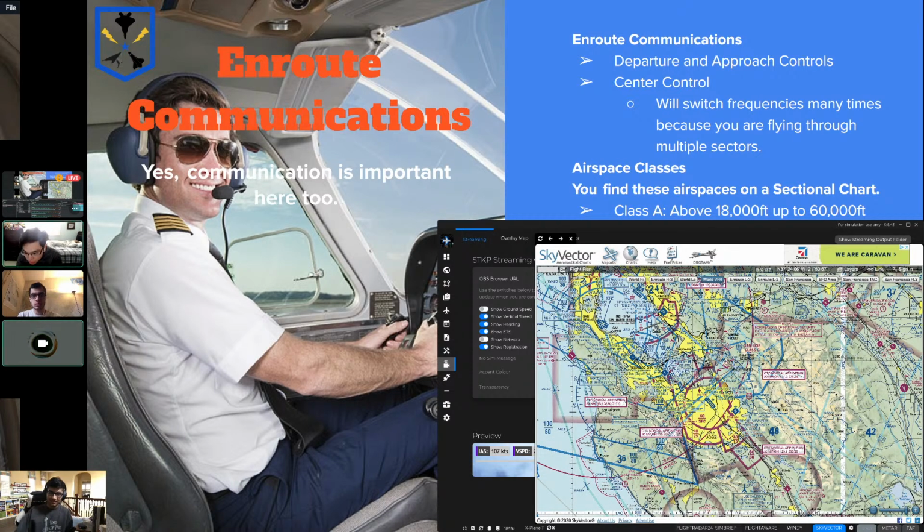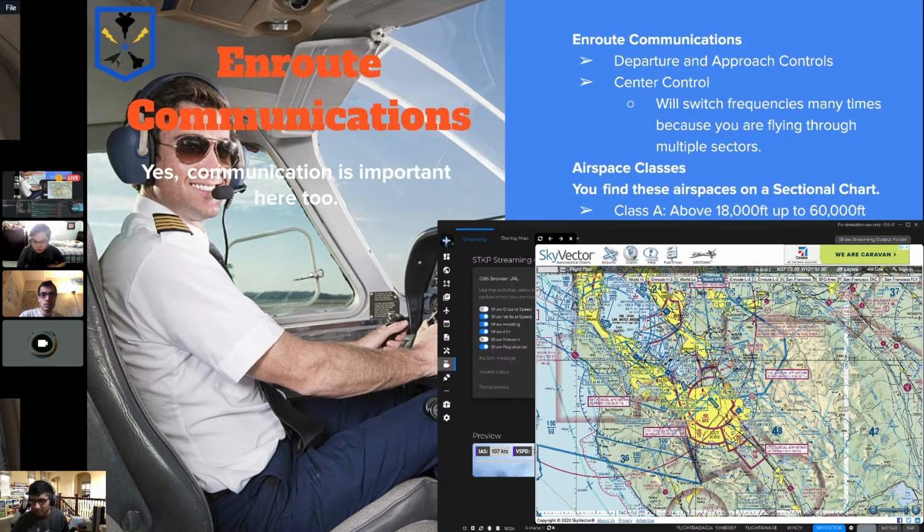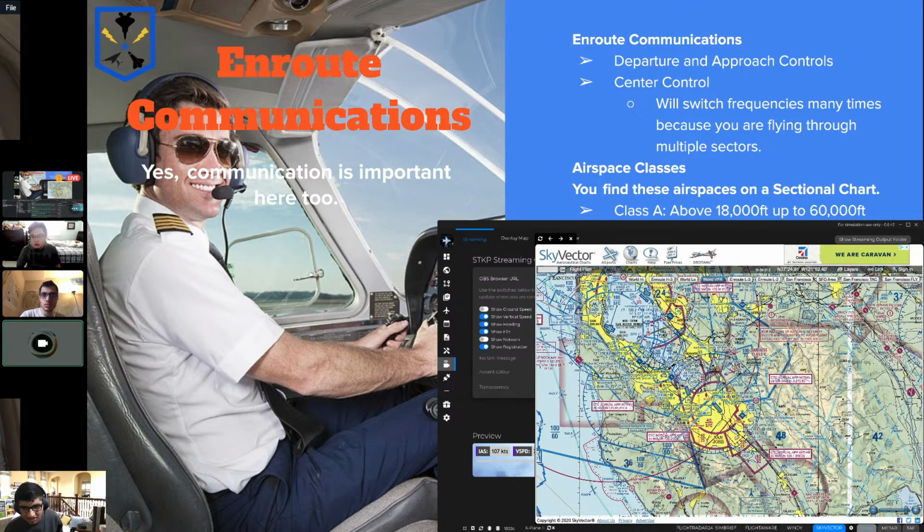Is that the blue circle you're talking about? Yeah. I believe that's pilot control. Oh no, that's CTAF. CTAF uses the same frequency as the tower. Okay. So that's just the magenta line, medium airports.